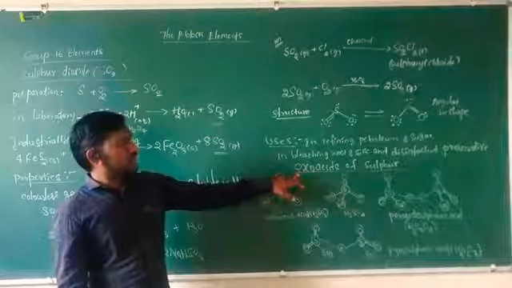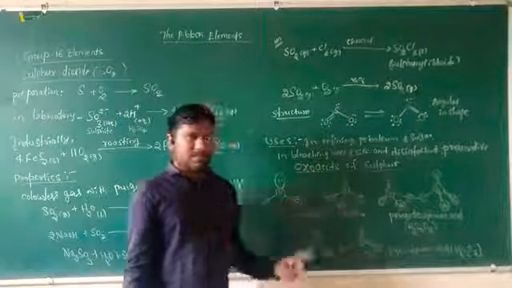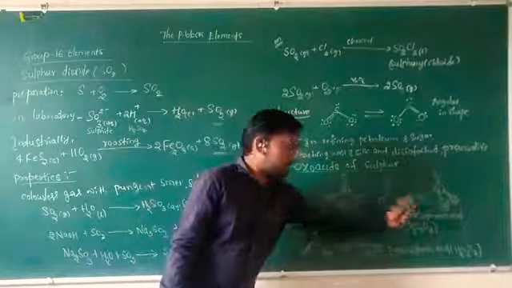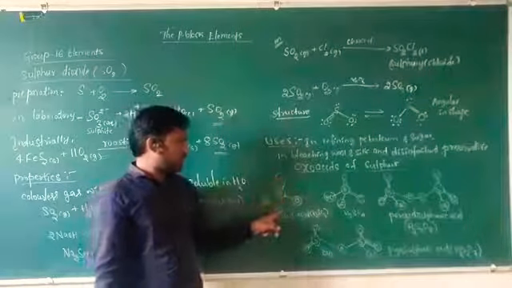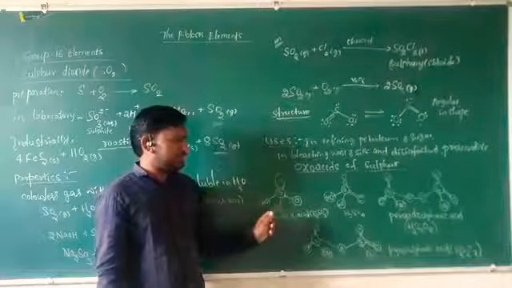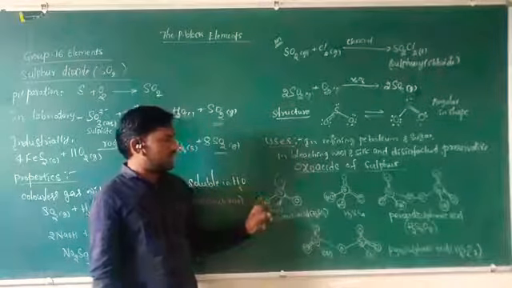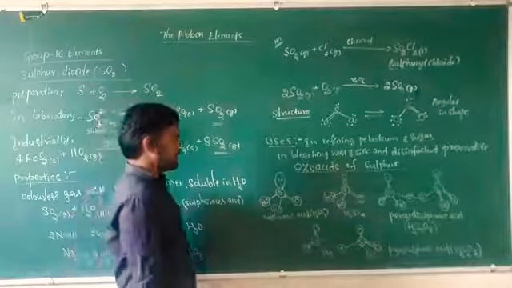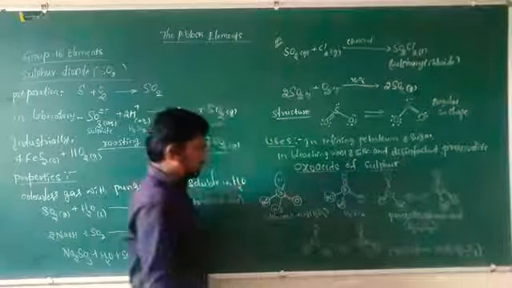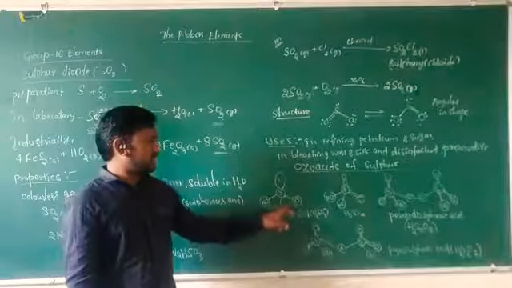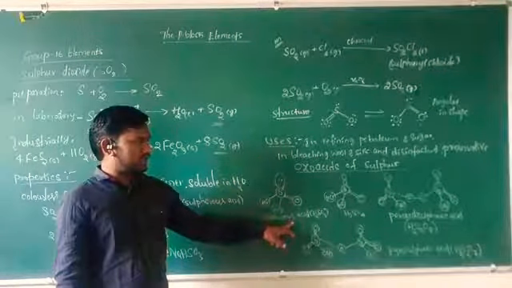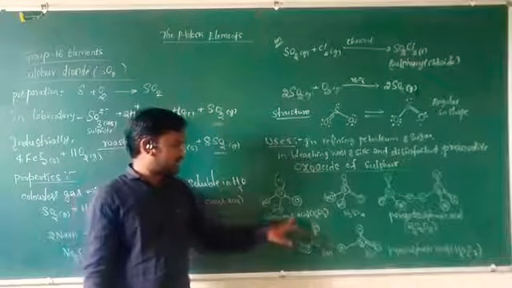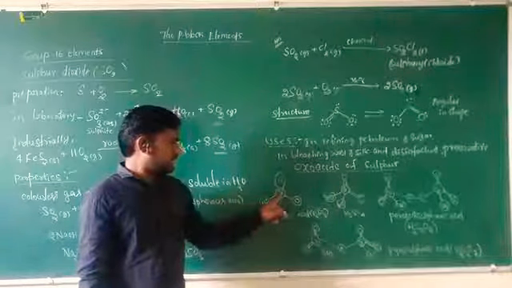The next concept is oxo acids of sulfur, sulfur containing oxygen. There are 4 types of oxo acids of sulfur. Number 1, sulfurous acid, formula H2SO3. It is the only oxo acid of sulfur containing a lone pair of electrons. Sulfurous acid, formula H2SO3.